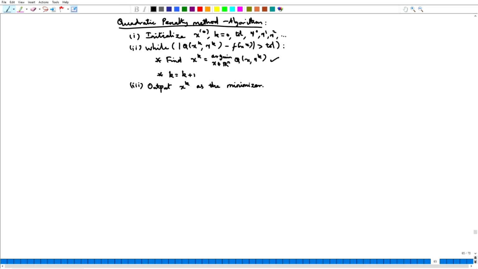So you have to use one of the algorithms that we have learned, either the gradient descent method or the conjugate gradient method or Newton's method, so that we find the minimizer of this unconstrained optimization problem. Okay. So, this is exactly the quadratic penalty method algorithm.